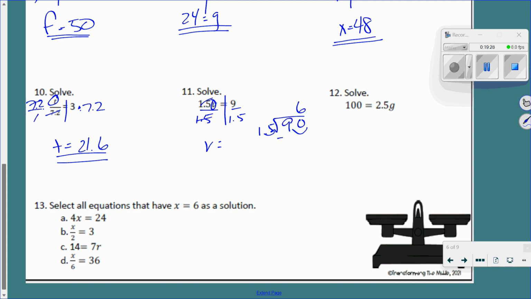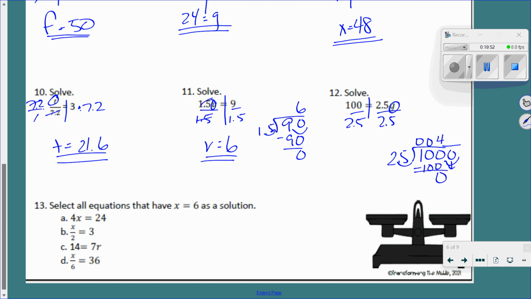Here's our variable. The opposite of multiplying by 2.5 is dividing by 2.5. Issue. I have a divisor with a decimal, meaning my decimal needs to move once, so I need to move it once on the inside as well. 25 will go into 100 4 times. I still have another place I need to account for. So even though it's a 0, I need to have that there. So G equals 40. Any questions on those 6?